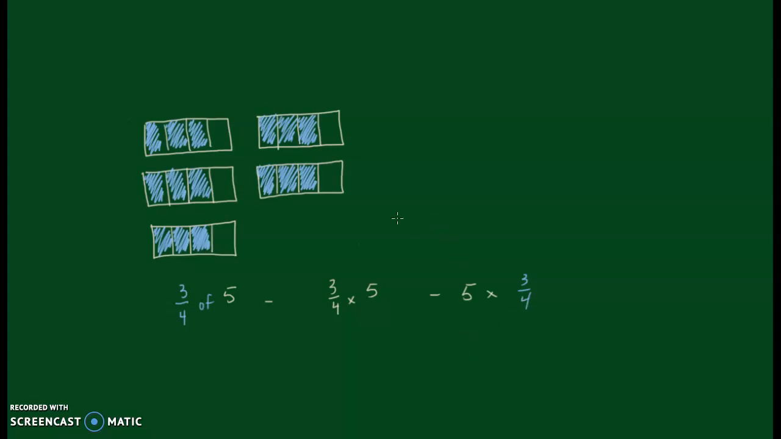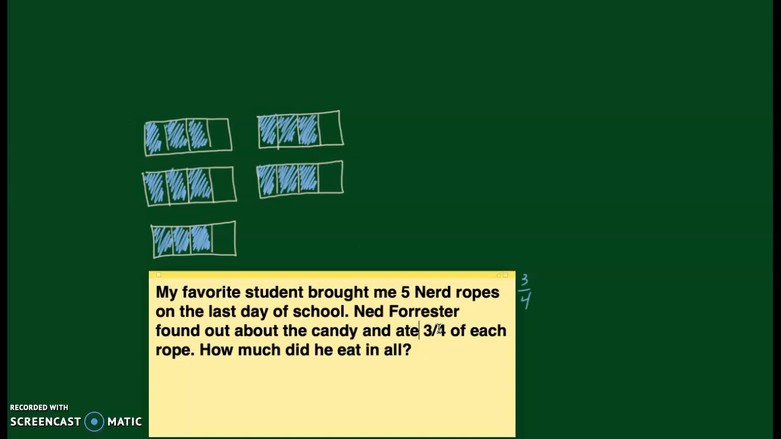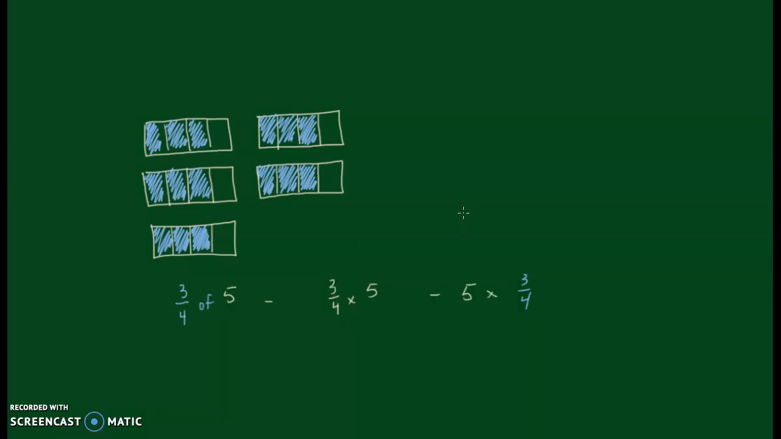So let's check out a problem that I could come up with based on this information. And here we go. My student brought me 5 nerd ropes on the last day of school. Ned Forrester found out about the candy and ate 3/4 of each rope. How much did he eat in all? Now, I'm going to choose this particular one for this problem because I know that I can't get a whole number answer when I find a unit fraction.